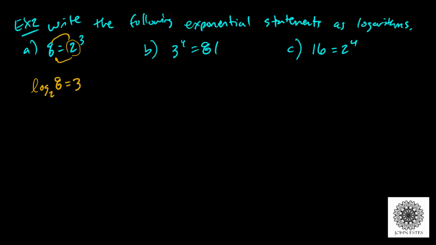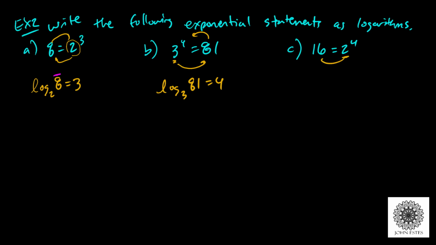Is that consistent with what we were thinking about earlier? Yes, because remember, if you take this middle term, the 8, I have to think 8 is what power of 2? Well, it's the third power of 2, so that makes sense. Alright, so moving on to part B, we have 3 to the 4th power equals 81. Again, I'm going to do my whirlwind. That is log base 3 of 81. My thought is 81 is 3 to what power? It's the 4th power.